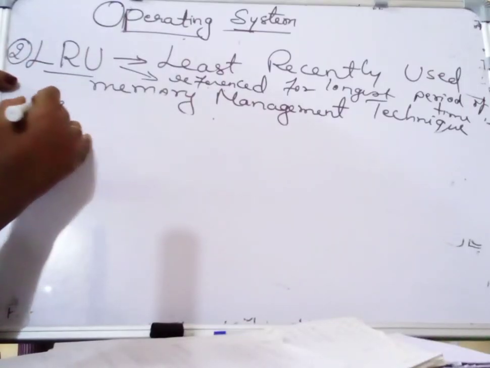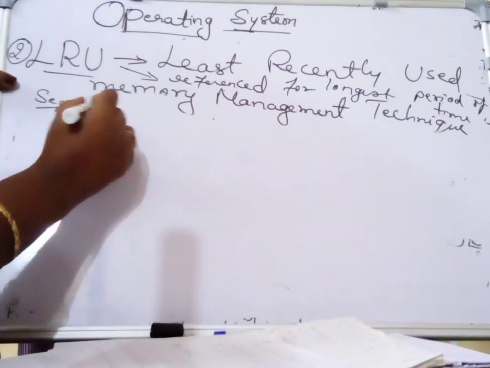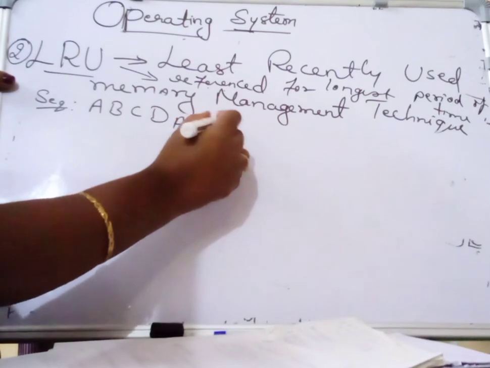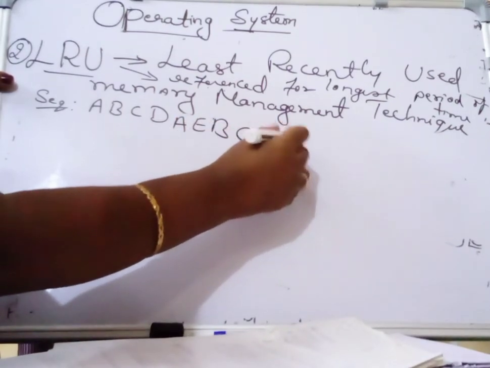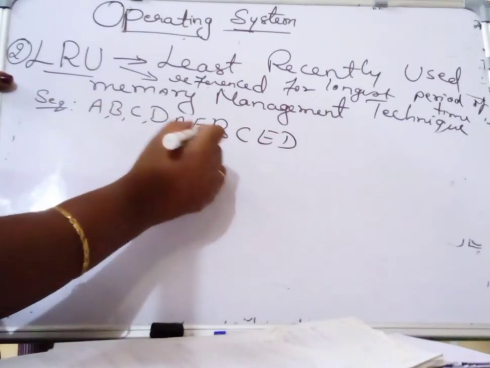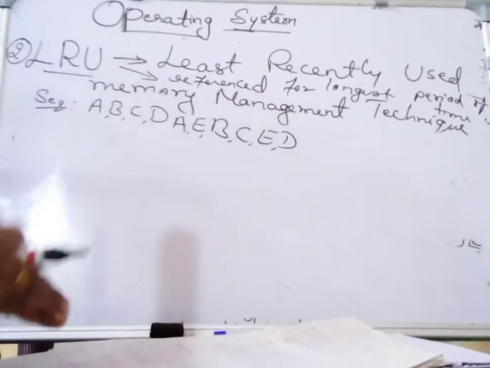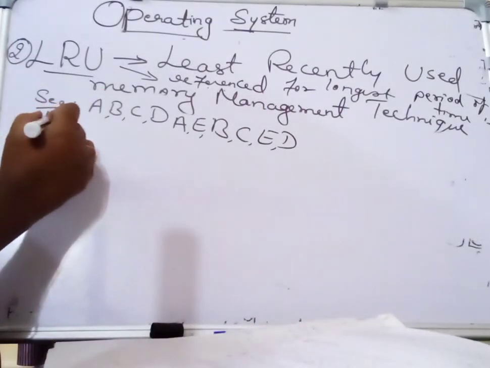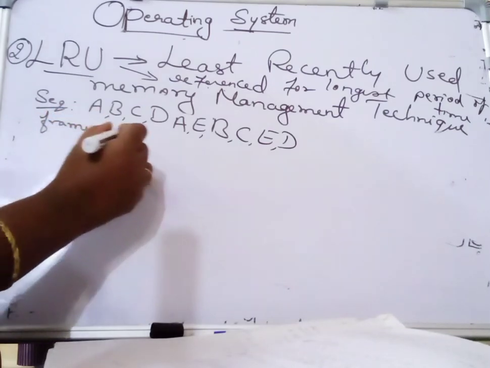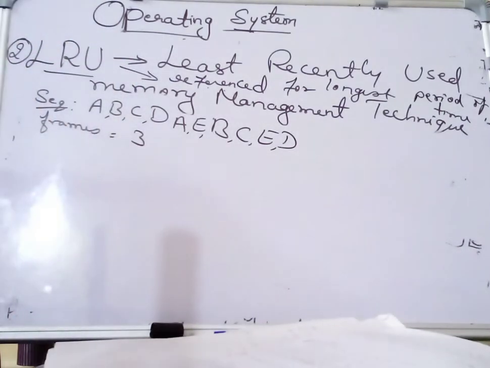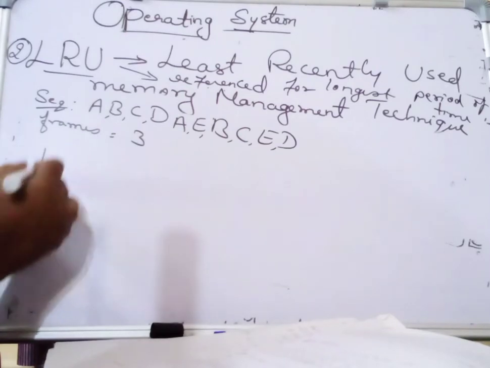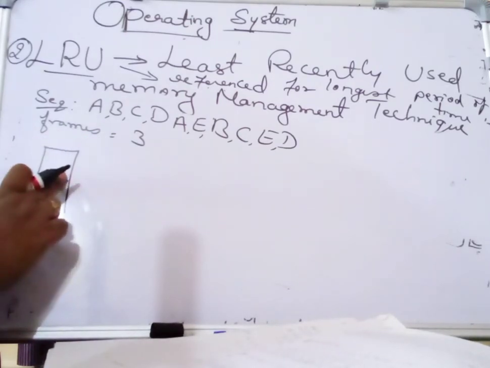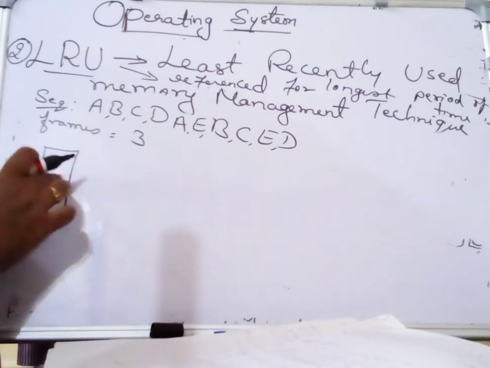Consider the sequence A, B, C, D, A, E, B, C, E, D. இந்த A, B, C, D, A, E, B என்றதெல்லாம் வந்து pages ன்னு வெச்சுக்கோங்க. And consider here now number of frames available are 3. Number of frames is equal to 3. Now write the memory. Now I am applying the LRU algorithm for different string here.